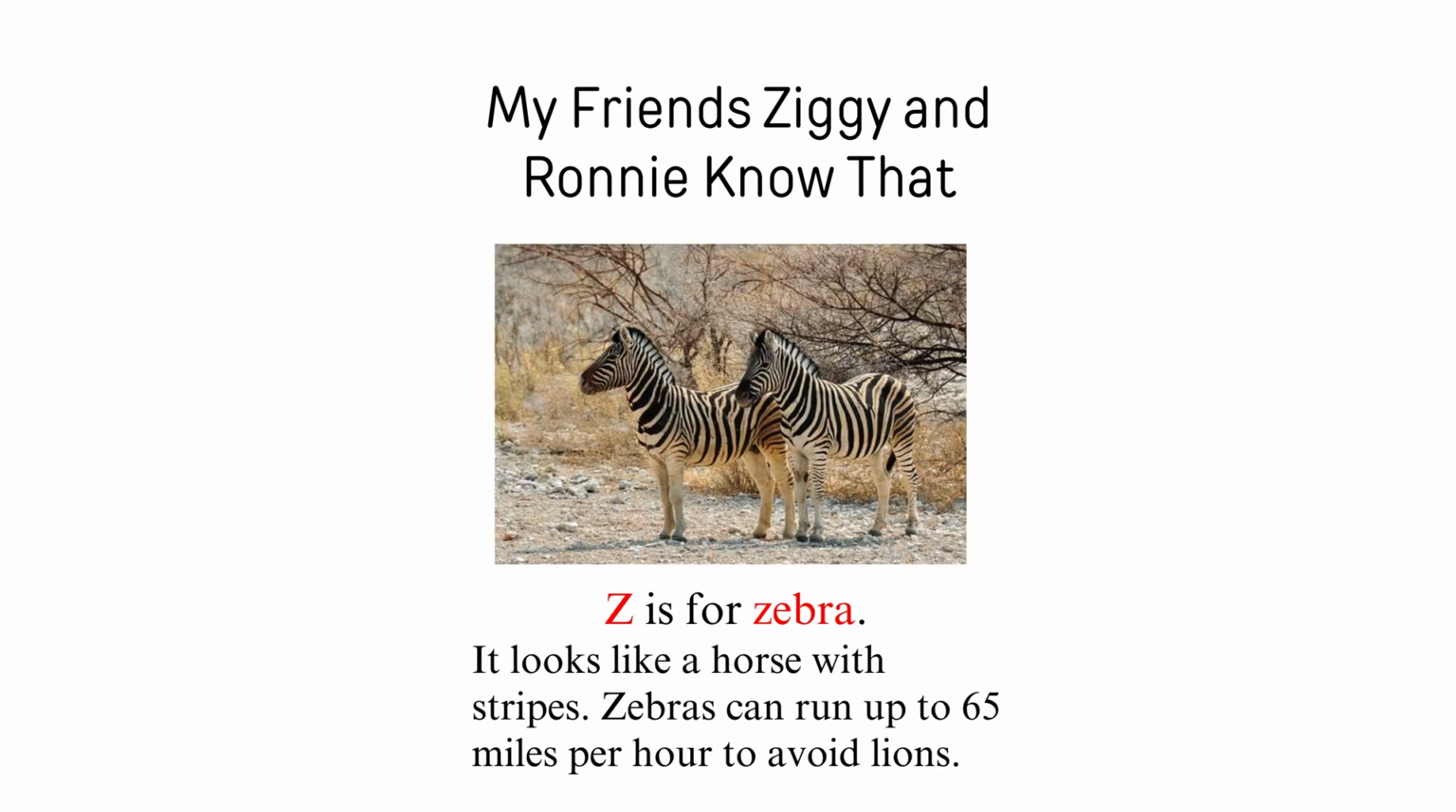My friends Ziggy and Ronnie know that Z is for zebra. It looks like a horse with stripes. Zebras can run up to 65 miles per hour to avoid lions. What are the different types of zebras you know about? How are zebras different from horses?